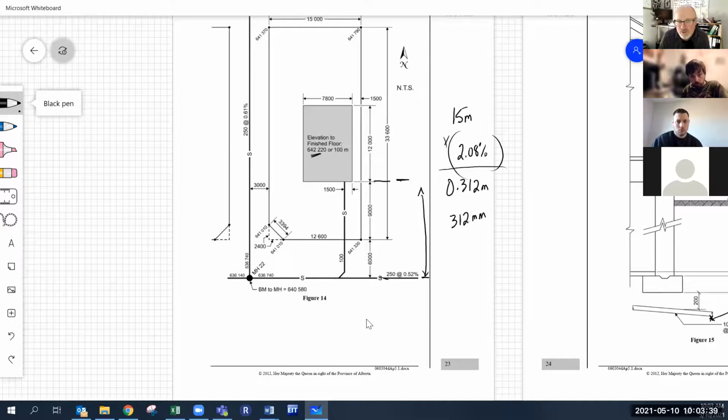Remember, the 2.08 is actually equal to 0.0208 when we multiply, because it's a percentage. Remember, we always have to divide that by 100.